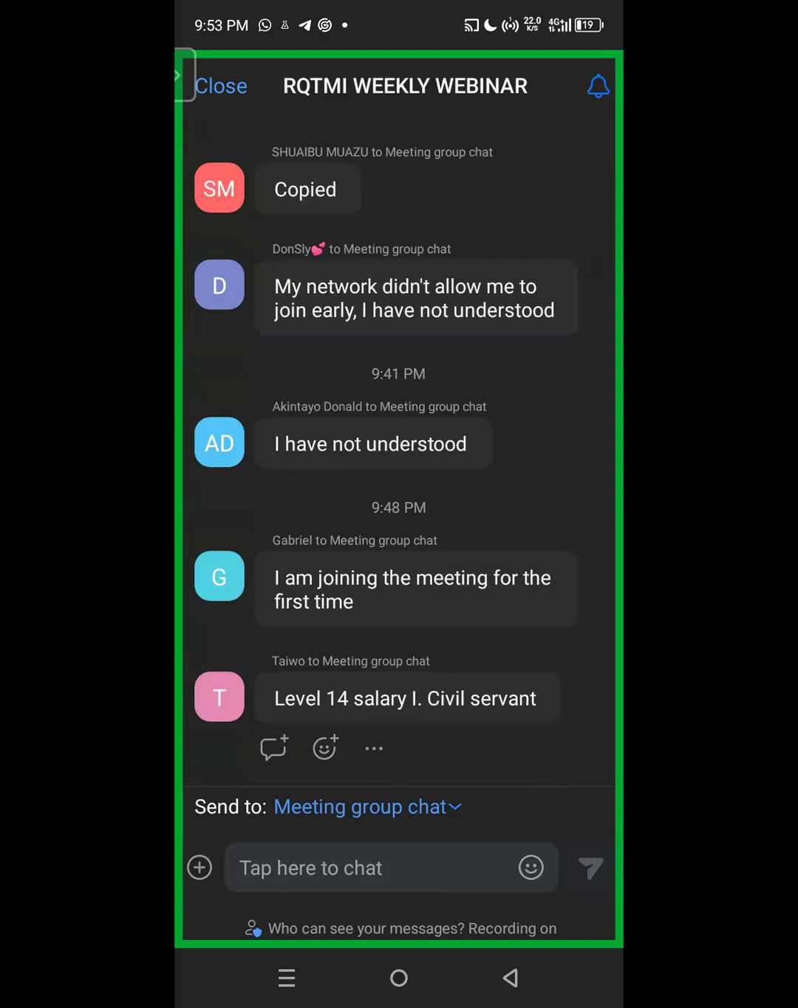Somebody says level 14 salary is 400,000. It's what you see, you are cashing out your salary. It's just you that you are refusing to. Some people have ego because you are a PhD holder or you are a master's degree holder.